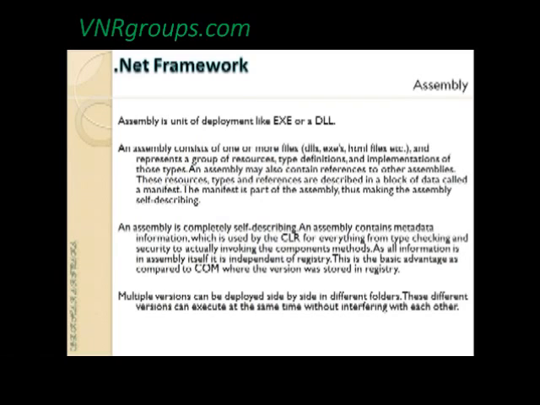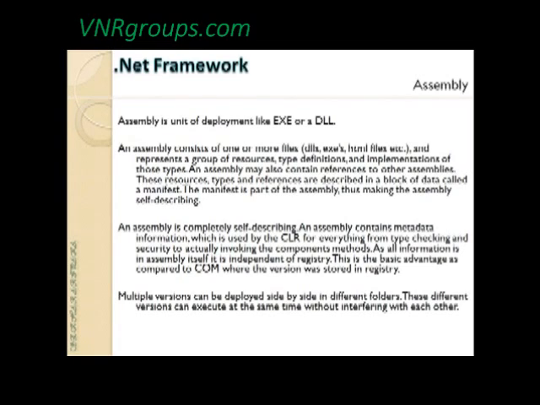Okay, what's an assembly? An assembly is a unit of deployment. This is a very fundamental keyword that one needs to know when we talk about the .NET Framework. So an assembly is a unit of deployment, like an exe or DLL. Any project that you add to your solution, once you compile it, is going to emit one of two things based on the type of application: an exe file, which is self-executable, or, if it is a class library, a DLL file.